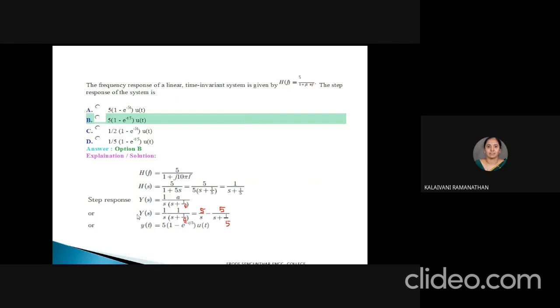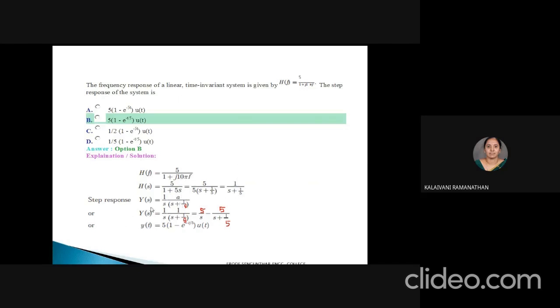Here they have given the option as Y of s equals X of s into H of s. So from H of f, you have to note down your H of s. Replace your j omega as s. Here your omega is 2 pi f, so the remaining term is pi, so this becomes pi s. So you have your transfer function as 1 by s plus 1 by 5.